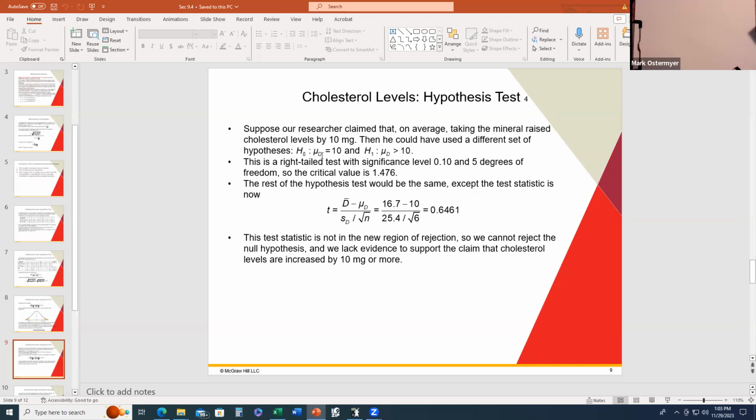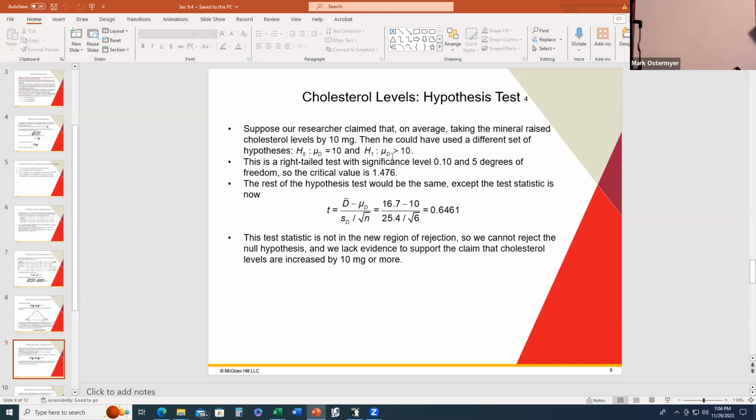Notice mu sub d for the null hypothesis is not equal to 0 anymore. It's equal to what? 10 milligrams. Because now, ladies and gentlemen, we're testing to see if the cholesterol levels before and after taking this mineral supplement differ by more than 10 milligrams. And so your alternative hypothesis, notice, is mu sub d is greater than 10 milligrams. In other words, by taking this mineral supplement, has the cholesterol level increased by more than 10 milligrams? That's what we're testing here.